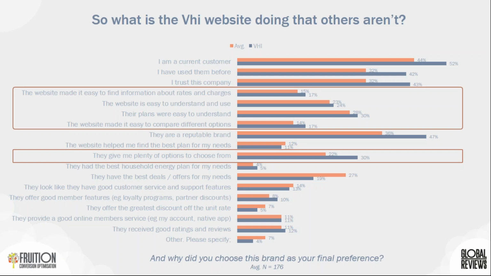It made it easy to compare different options, a 3% difference there. And they gave me plenty of options to choose from, an 8% difference there. So if we think back to the previous slide, which looked at what's important in helping me decide a final provider, we know that making things easier to understand and having plans that are relevant to me and match my needs are key indicators, but also VHI we can see are doing better than others in those areas.